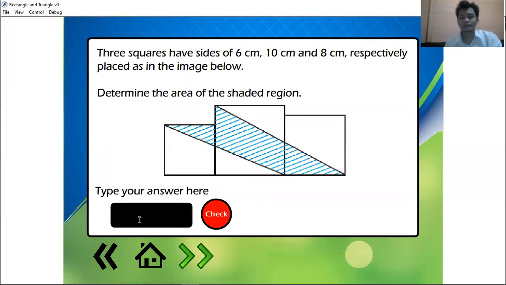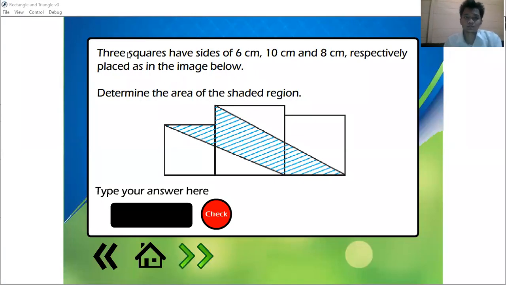Number 3. Let's start. Here, the student can answer: 3 squares have sides of 6 centimeter, 10 centimeter, and 8 centimeter respectively, placed as in the image below. Determine the area of the shaded region. The student can type the answer here. The answer is 28. Check. Correct.